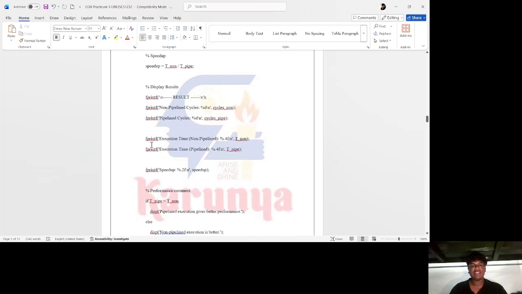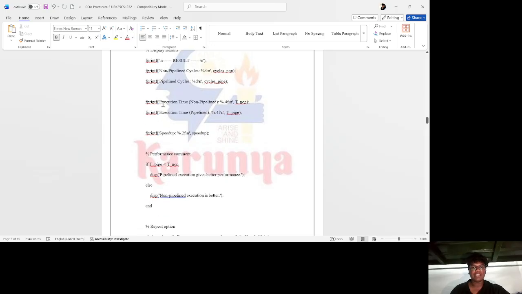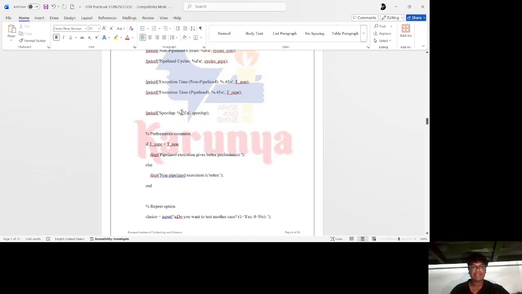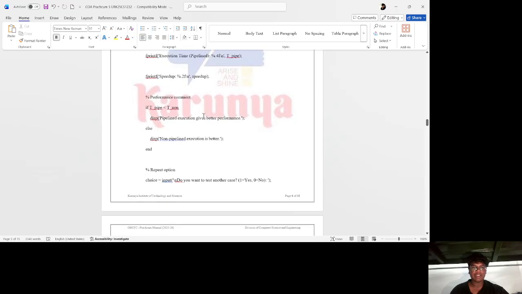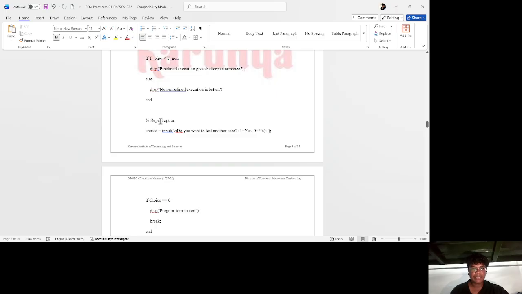Okay, now displaying the result, we are using the fprintf statement: result in a new line, and second we are printing the non-pipeline cycle in a new line from cycle non, and the pipeline cycle in a new line from cycle pipe. Then printing the execution time non-pipeline in a new line, then printing the execution time pipeline in a new line from t pipe. Then the speed up with %.2f in a new line, and lastly we are going to print the repeat option.